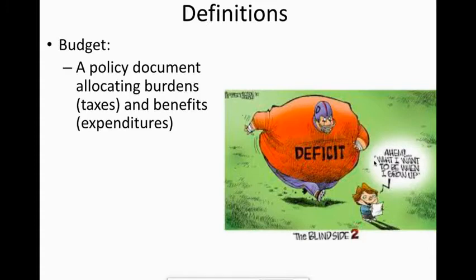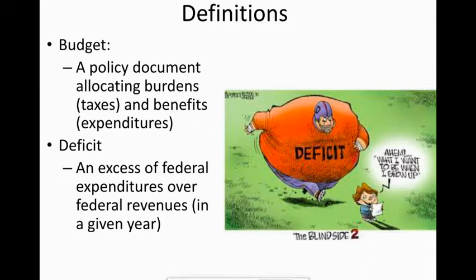All right, so first we have a budget, which is basically just a policy allocating the tax money to what we're going to spend our money on, which are the expenditures. So this is going to be Medicare, Medicaid, defense, things like that. If we have a deficit, then we have an excess of spending over what we're bringing in a given year, which is usually what we run on in our country.